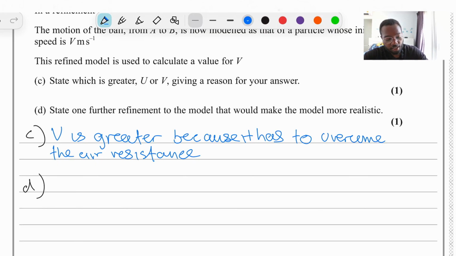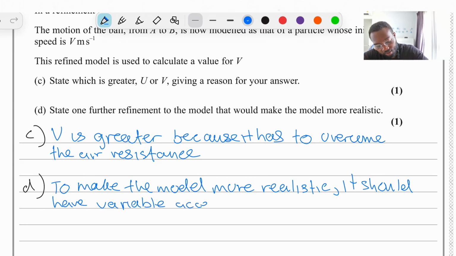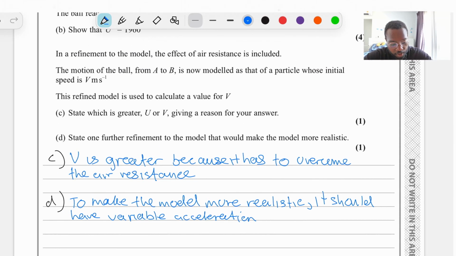So what I would put is something like: to make the model more realistic, it should have variable accelerations. Something like that. And that would be this paper done.